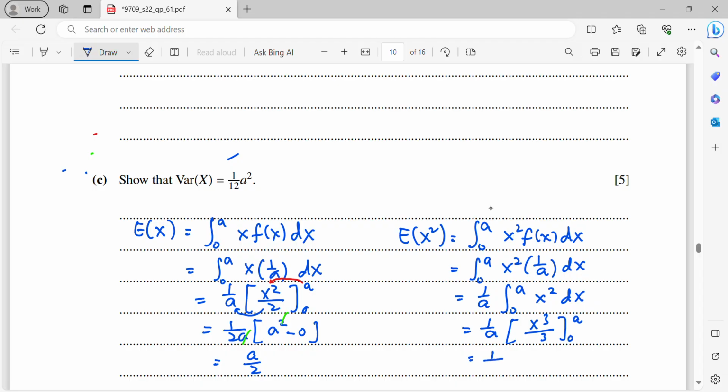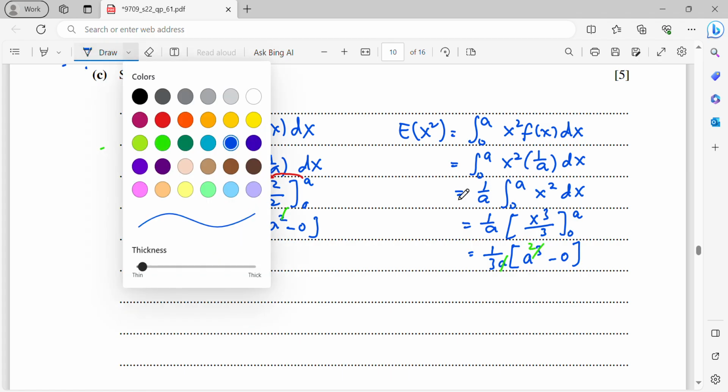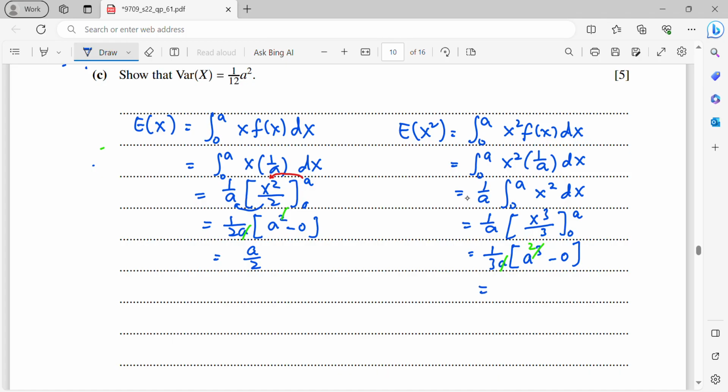Now again, the 1 over 3 can be taken out and combined with the 1 over a. Then now we replace the x by a cubed minus 0. So then the a cubed and the a at the bottom can be simplified. Here becomes 2, here just cancels off. Then I will be getting a squared over 3. That is my E(x squared).